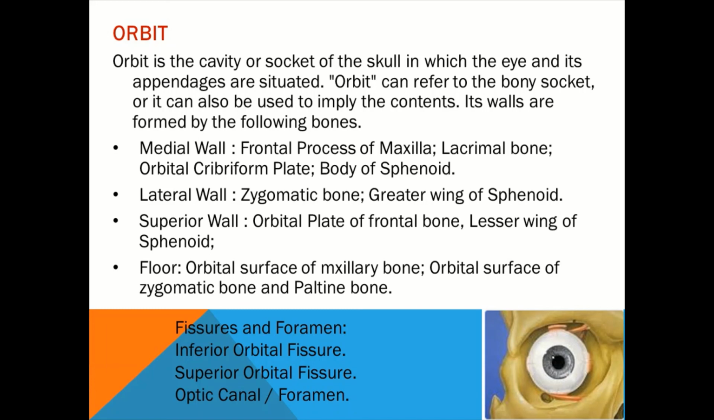Medial wall is formed by frontal process of maxilla and lacrimal bone, orbital plate of ethmoid, body of sphenoid. Lateral wall is formed by zygomatic bone, greater wing of sphenoid. Superior wall is formed by orbital plate of frontal bone, lesser wing of sphenoid. The floor is formed by orbital surface of maxillary bone, orbital surface of zygomatic bone and palatine bone.